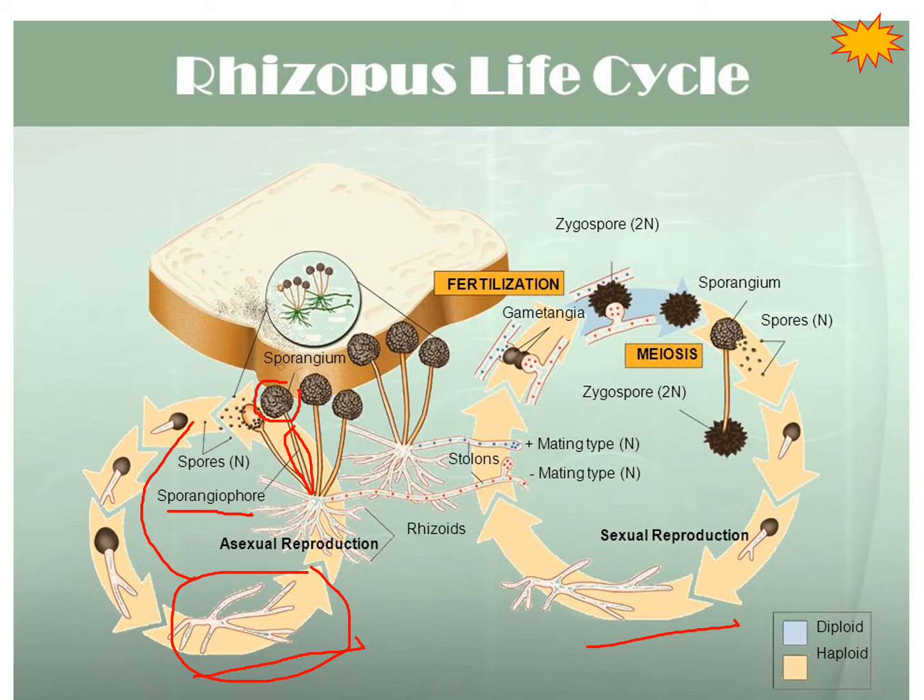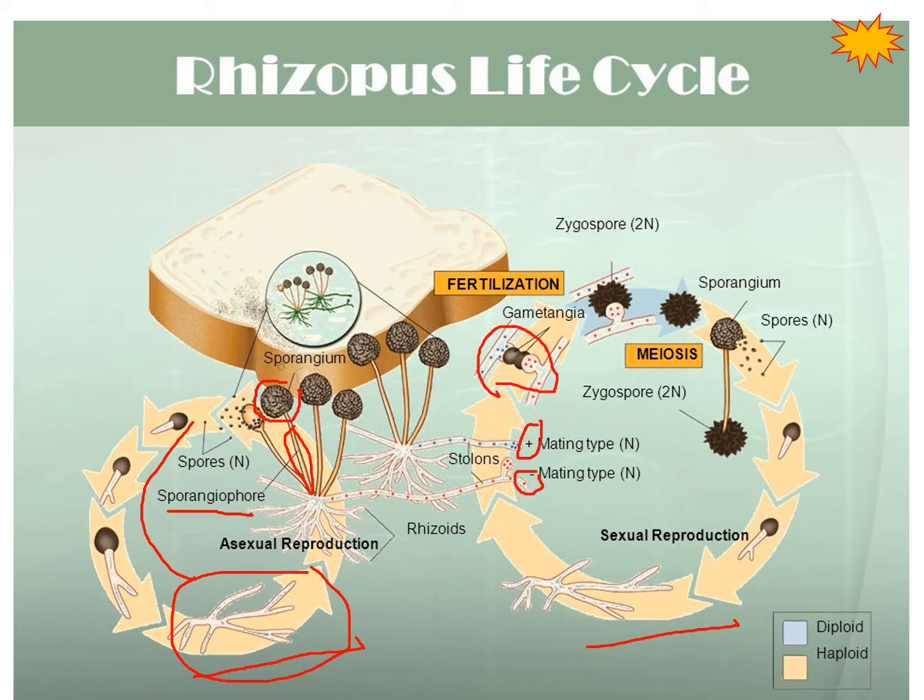Now, sexual reproduction can only occur between a plus and a minus strain. So always remember that it needs a plus and a minus strain. When hyphae from the opposite strains grow close together, swellings grow on both strains and touch each other. Then cross walls form to produce the gametangia.